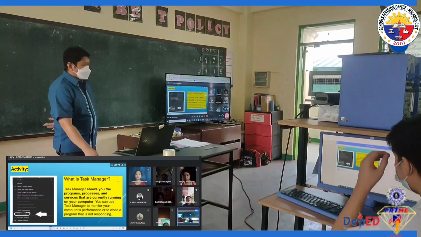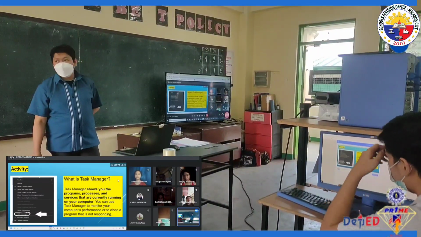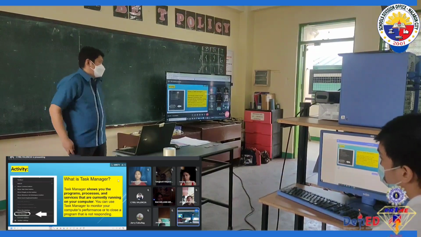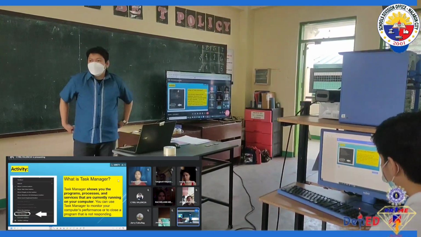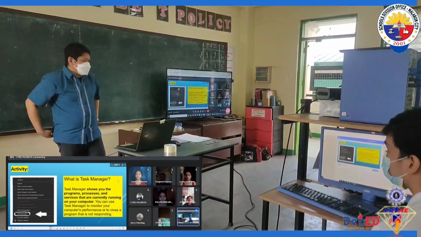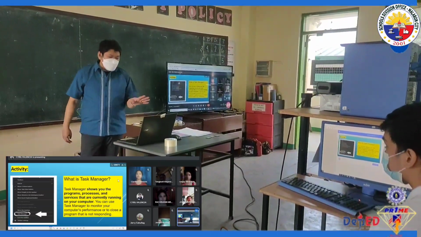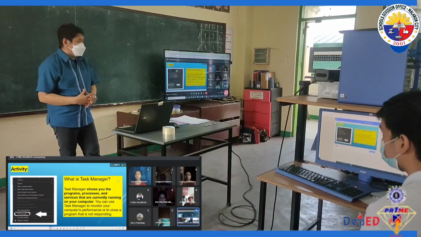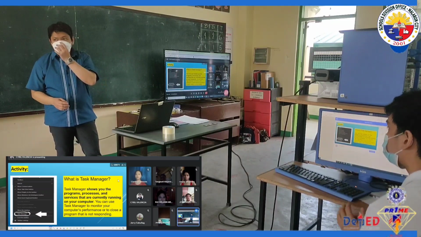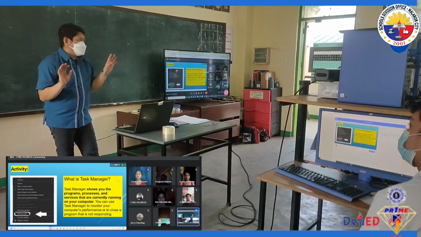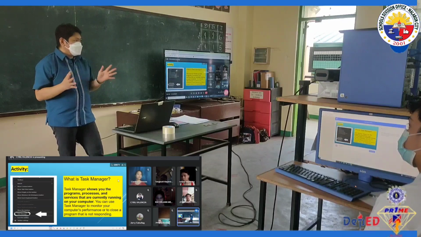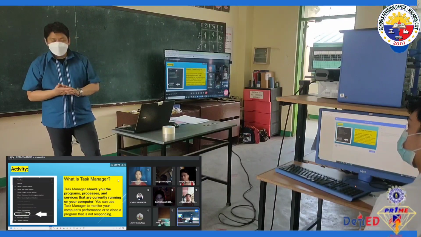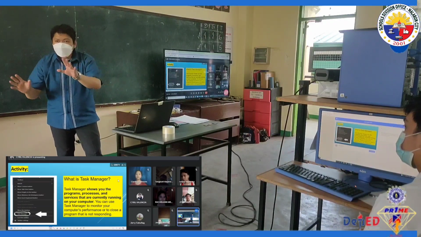So moving on, the activity is all about the task manager. So what is a task manager? By this time, you are quite wondering, what is a task manager? A task manager shows you the programs, processes, and services that are currently running on your computer. Meaning to say, upon browsing to your computer, you could find the task manager.